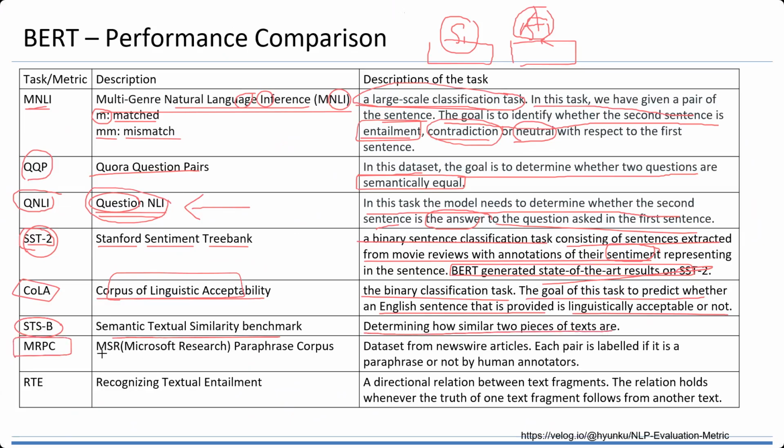Microsoft also developed a corpus, which they call the MSR, or the Microsoft Research Paraphrase Corpus. It is a dataset from newswire articles, and each pair is labeled by human annotators as a paraphrase or not. So every article is labeled whether it is copy and paste or not. That's why some tools can tell whether you used ChatGPT, because text from ChatGPT is only a paraphrase of the original text.